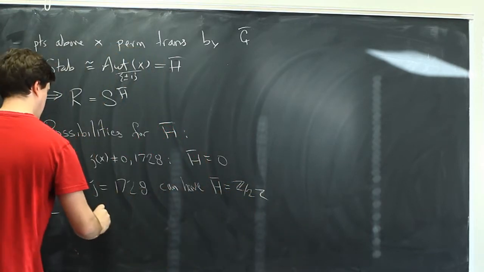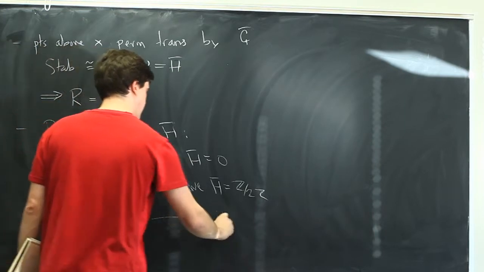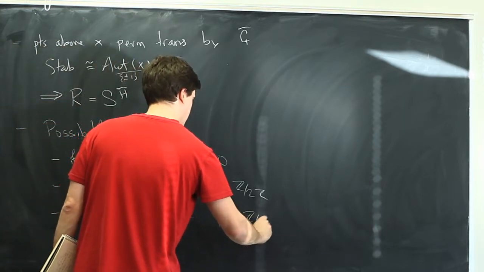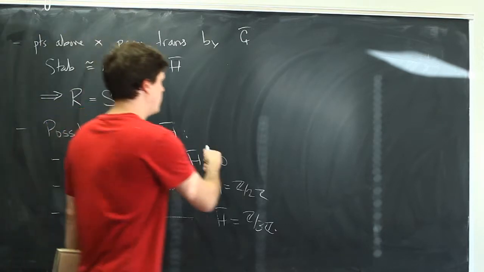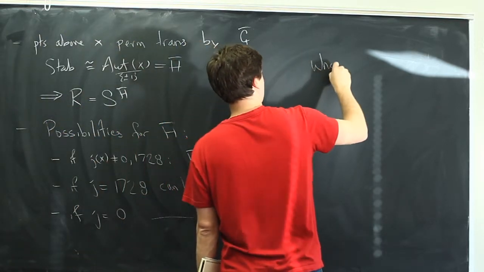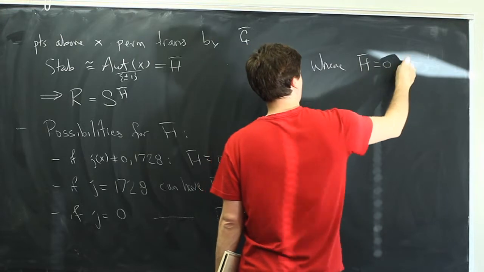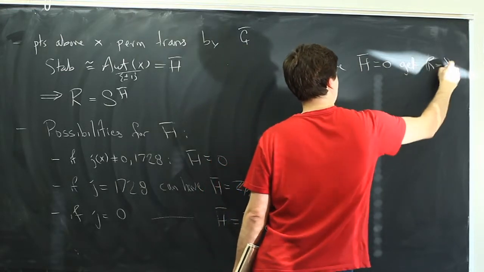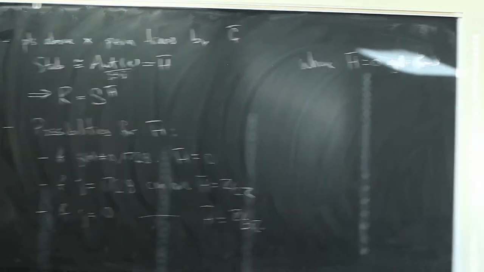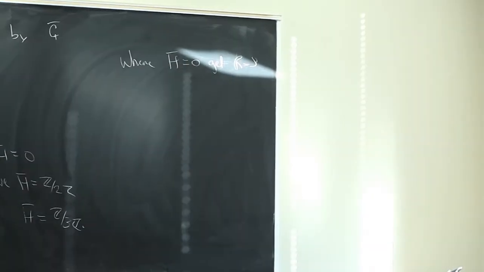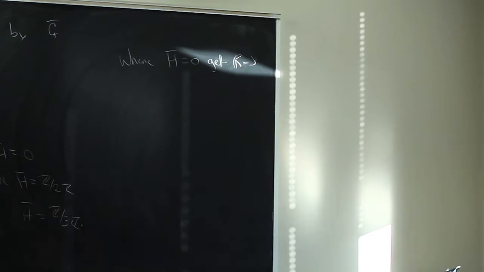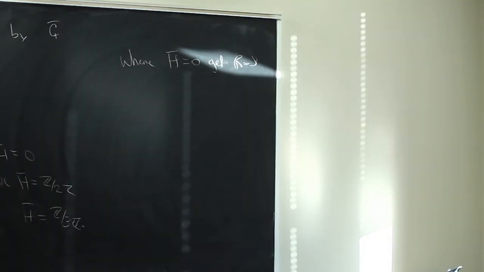And if j is 0, you can have z mod 3. So at the points where h bar is 0, we just get r equals s, and we're done. I mean, if you're at an ordinary point, we already know that s is smooth, and r is going to be smooth. And if you're at a supersingular point, we know that s is regular, and so you'll still be regular there.